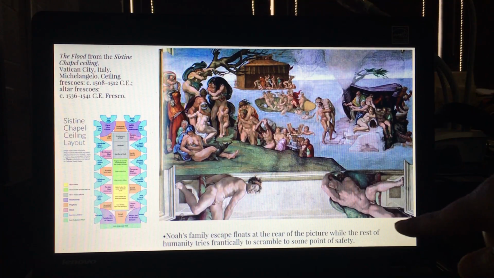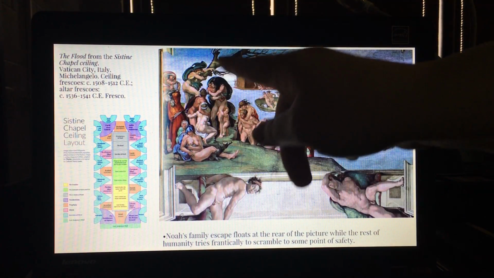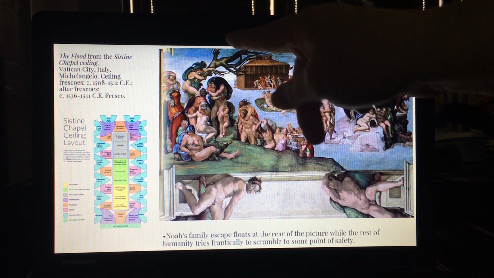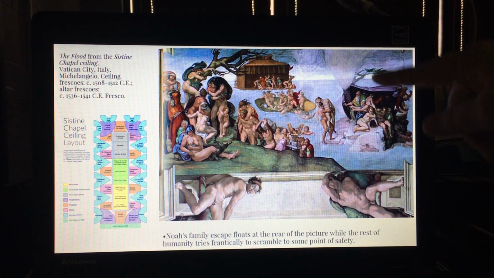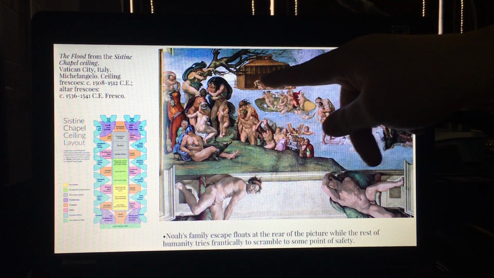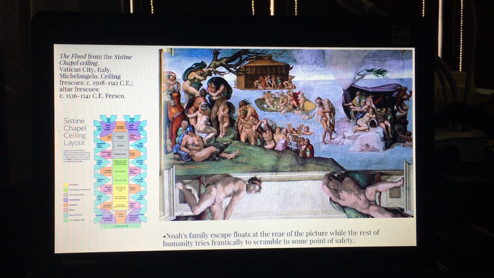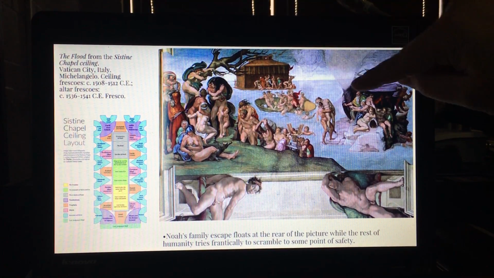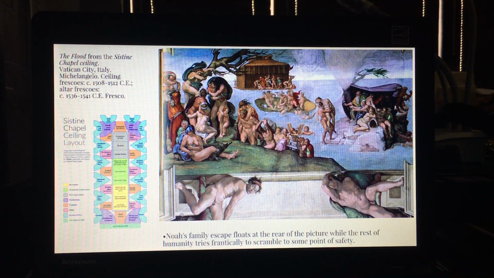Okay, so we have some people scrambling to get on a tree, other people trying to get shelter on a mountain, these guys in some kind of boat that's about to capsize. These guys, even out here, it seems like they're trying to scramble onto Noah's Ark. That's not going to work. I think this is Noah sticking his head out. Yeah, all right.